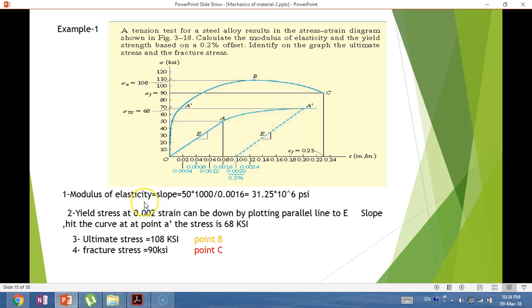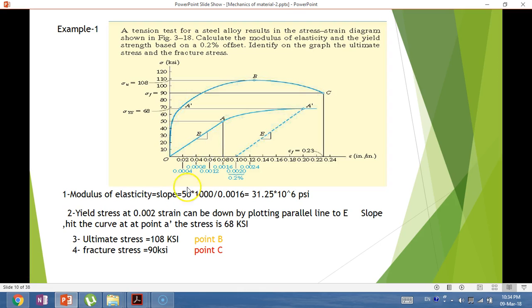So the modulus of elasticity is equal to the slope, which is 50 ksi. We multiply 50 by 1000 and divide by 0.0016. We'll find that Young's modulus is 31.25 multiplied by 10 to the power of 6 psi.